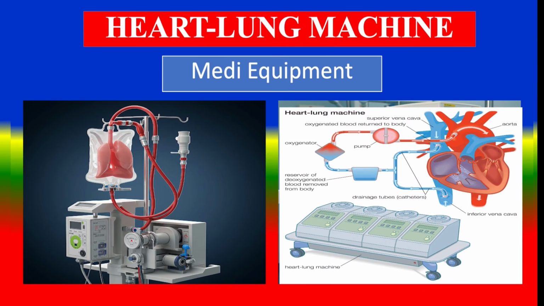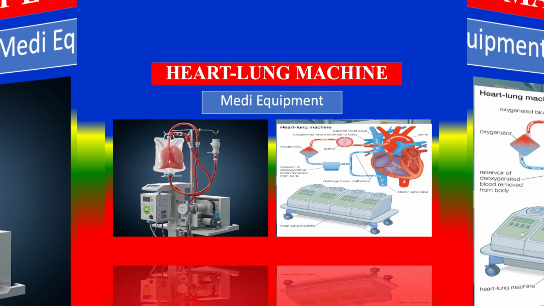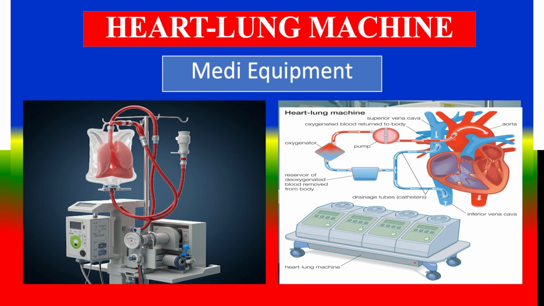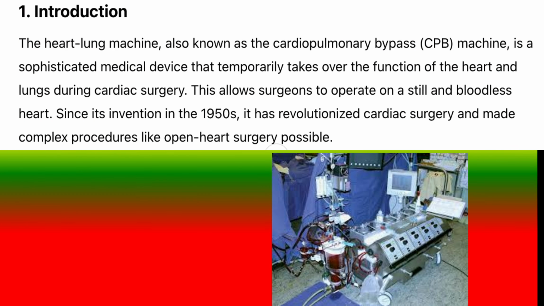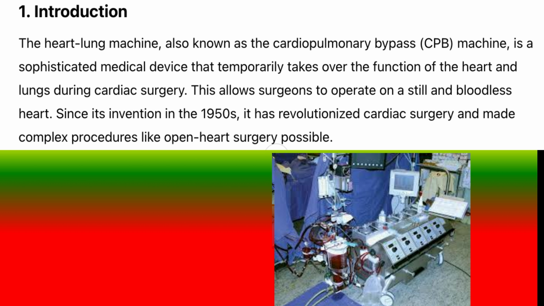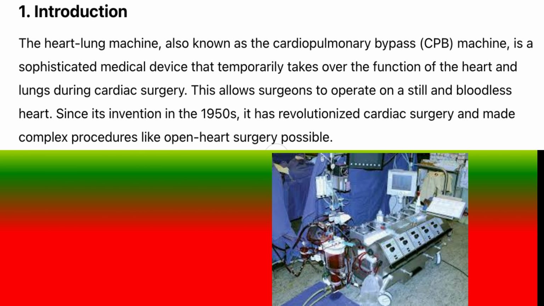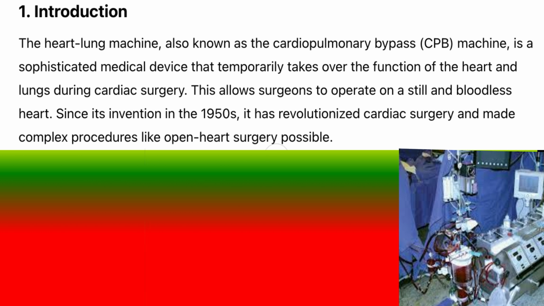Here's a comprehensive explanation of the heart-lung machine, covering all the aspects. 1. Introduction. The heart-lung machine, also known as the cardiopulmonary bypass (CPB) machine, is a sophisticated medical device that temporarily takes over the function of the heart and lungs during cardiac surgery. This allows surgeons to operate on a still and bloodless heart. Since its invention in the 1950s, it has revolutionized cardiac surgery and made complex procedures like open heart surgery possible.